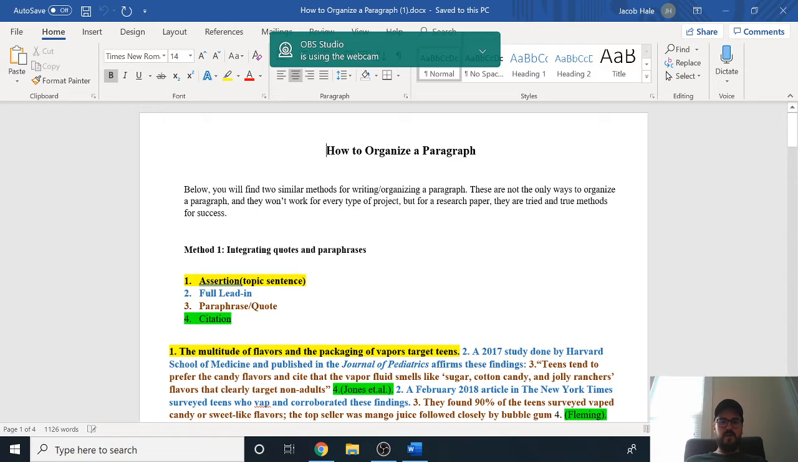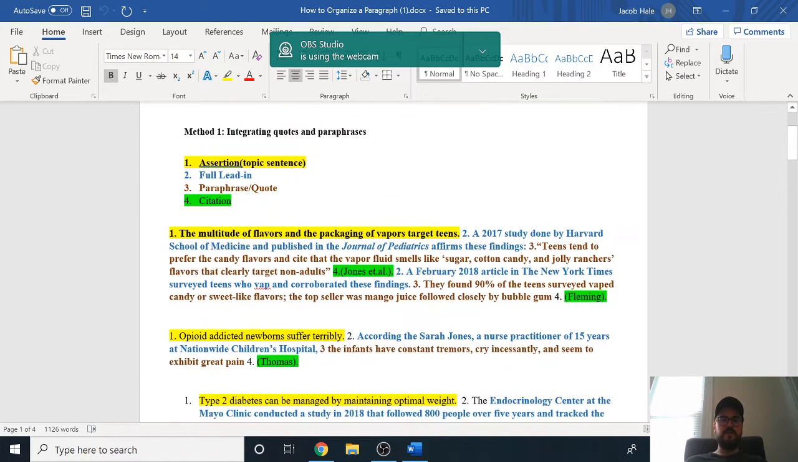All right, so the top instructions here, you will find two similar methods for organizing a paragraph. These are not the only ways to organize a paragraph, and they won't work for every type of project, but for a research paper and for many other types of writing, they work really well. So I'm going to walk you through these two methods. The first method here is a method for integrating quotes and paraphrases. And you'll see that I have numbered the steps here, 1, 2, 3, 4. They are also color coded in various ways.